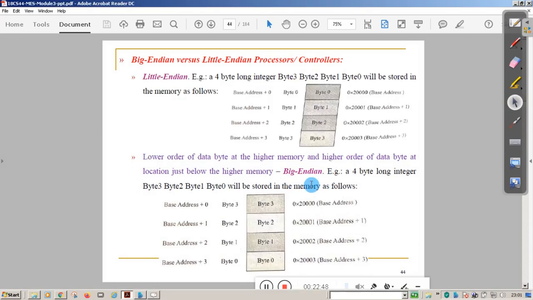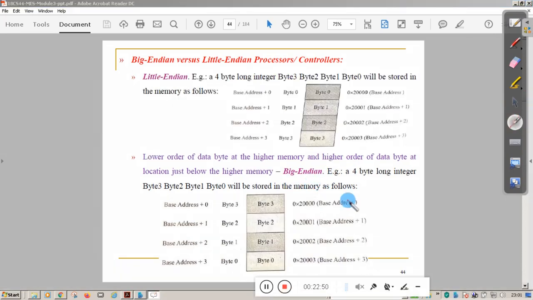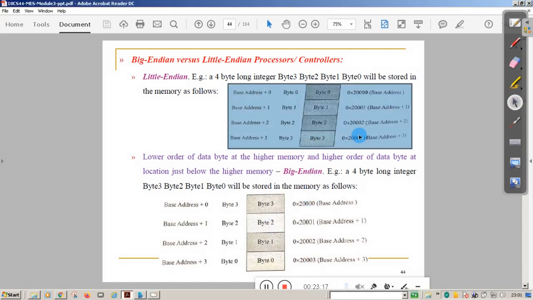What about big endian? Here the addresses are once again like this, the base address 20,001, 20,002, 20,003, with byte 0, byte 1, byte 2, byte 3. The lower byte is stored in the higher address and the higher byte is stored in the lower address. This is the difference between little endian and big endian. It indicates the order in which data is stored in memory.